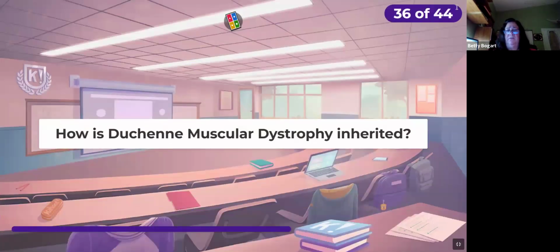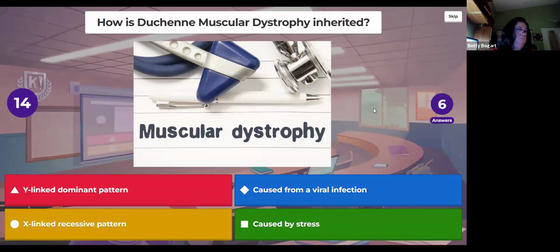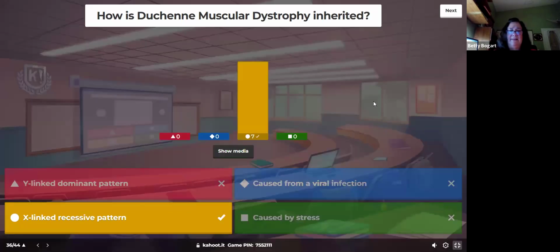How is Duchenne muscular dystrophy inherited? So Duchenne's comes from an X-linked pattern, comes from mommy. That's why genetic testing is needed.